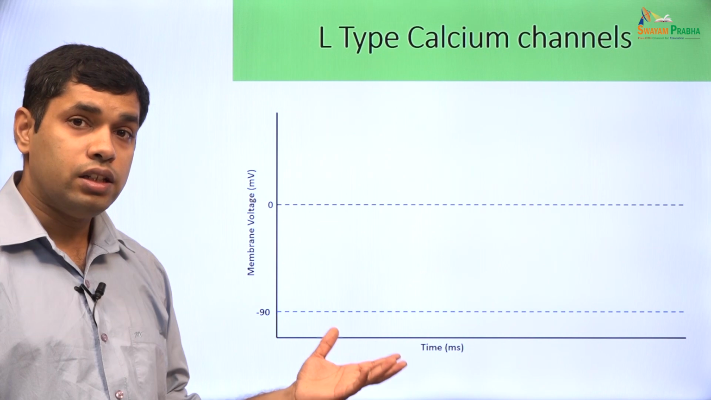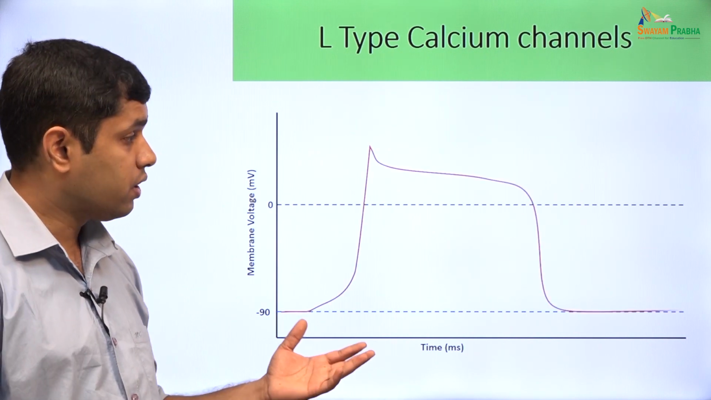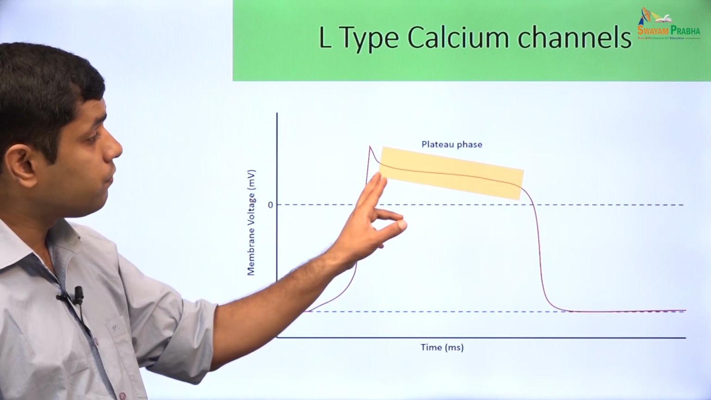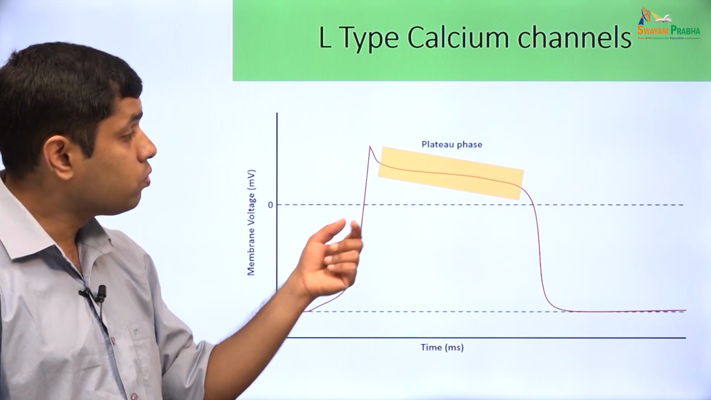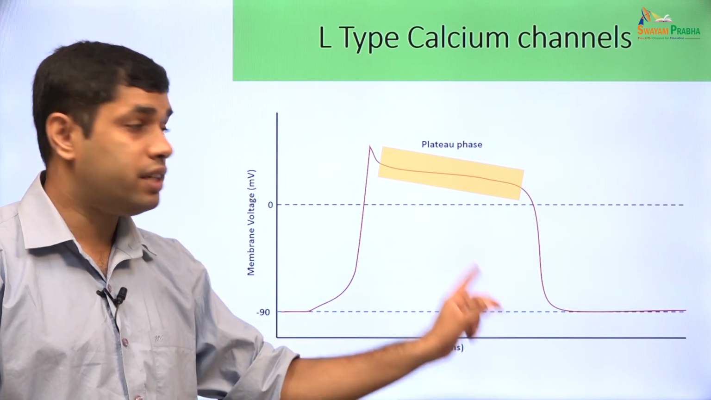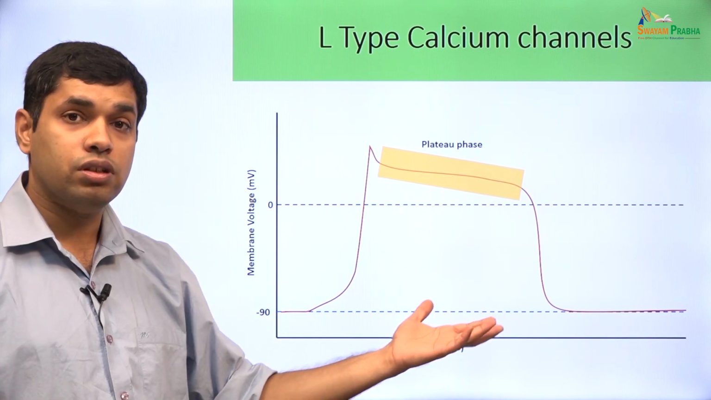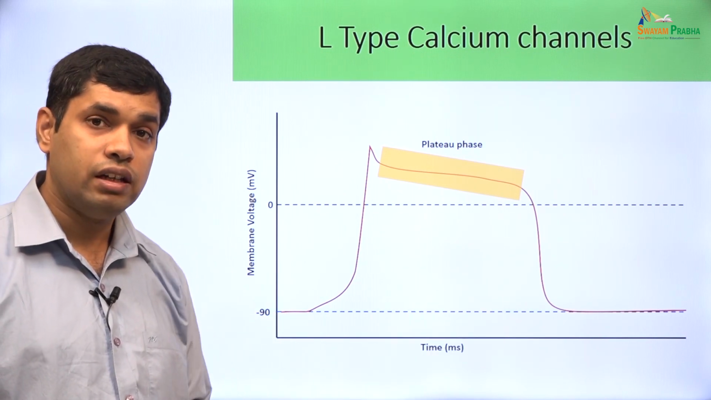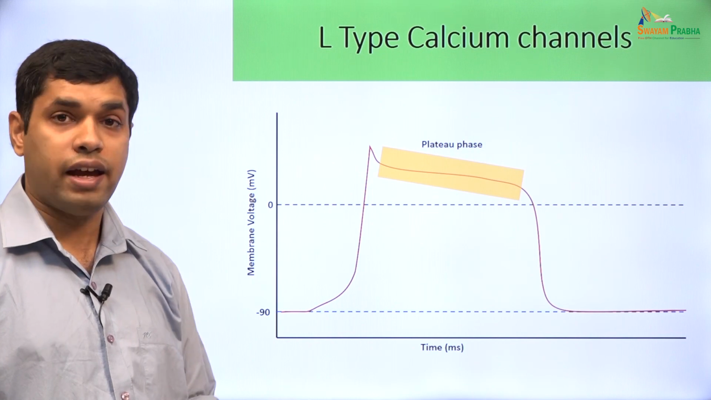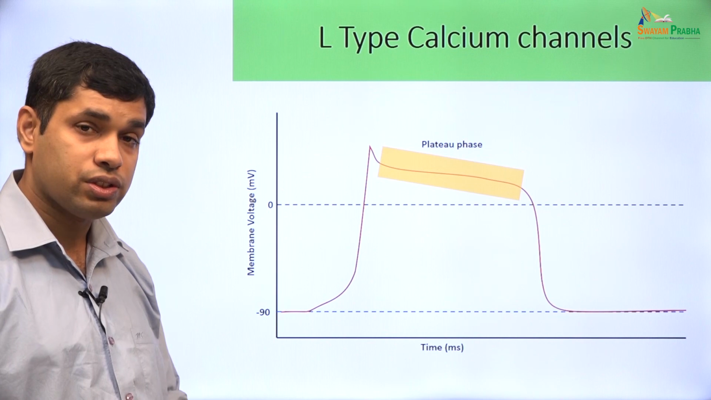The L-type calcium channel is also important in the ventricular action potential in the heart, and this is important for the plateau phase. So opening of these L-type calcium channels prolongs the action potential and generates a plateau of the action potential. So this is an important use of the L-type calcium channel in the cardiac ventricular action potential. You will learn more about this when you discuss the cardiac action potentials.